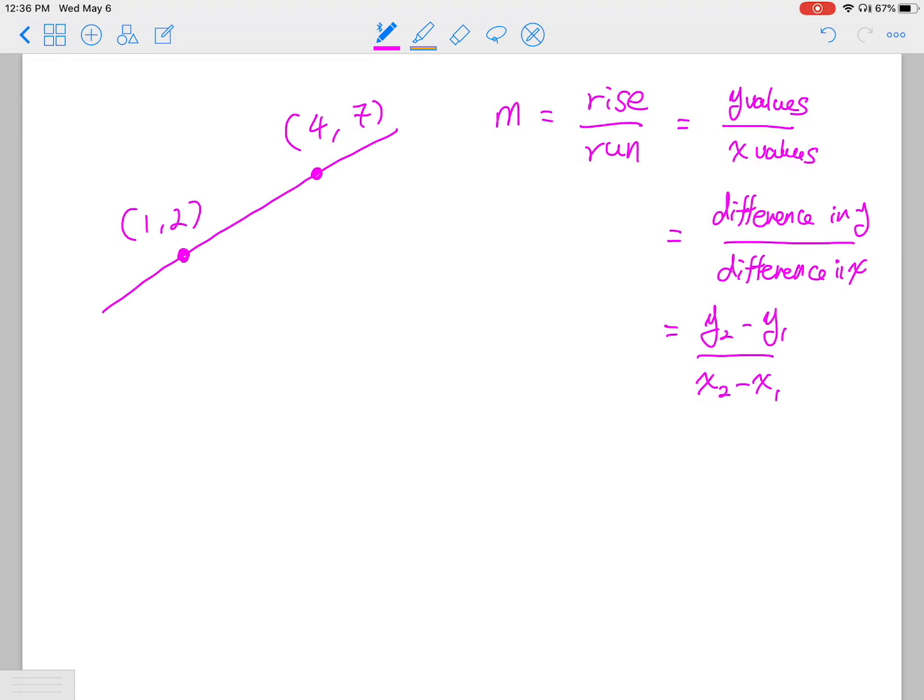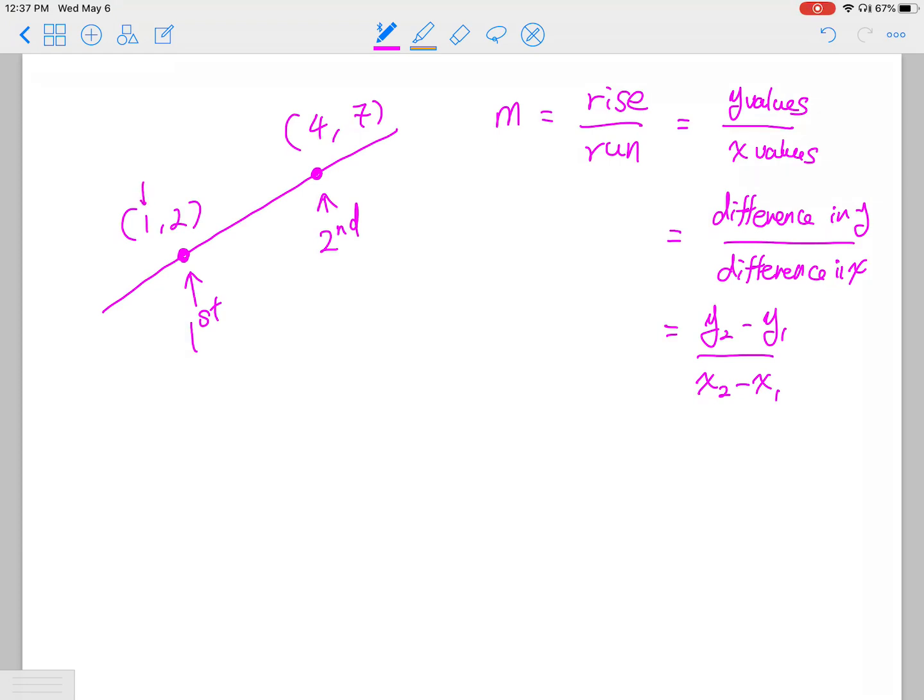So which one's going to be the first point and which one's going to be the second point? It doesn't really matter. You can say this is the first point and this is the second point, or the other way around. The answer is not going to change. But as a preference, I usually move from the left to the right. Therefore, I choose this one as the first point and this one as the second point because that first point is more to the left.